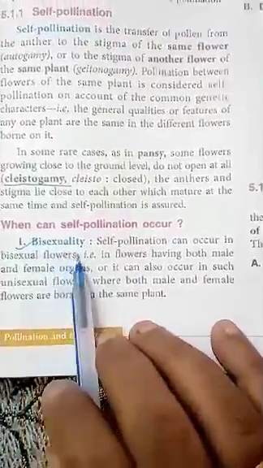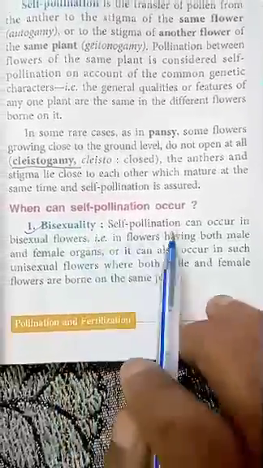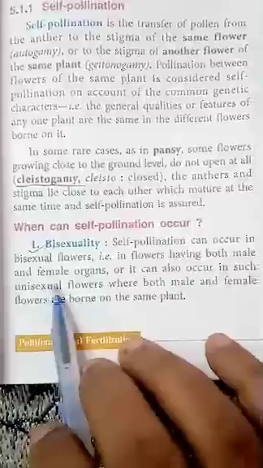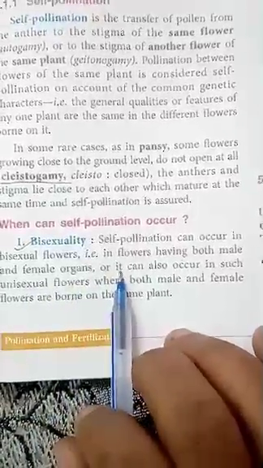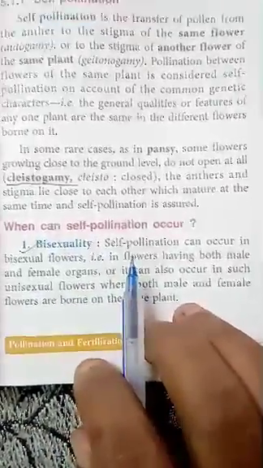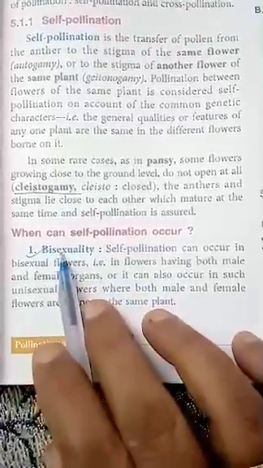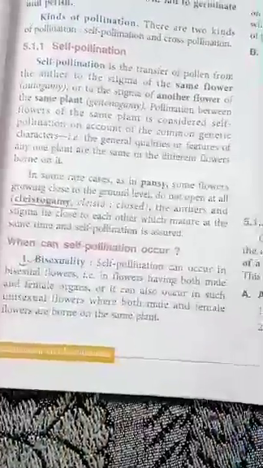First one, bisexuality. Can self pollination occur in bisexual flowers, meaning they have both male and female organs? Or suppose the flower is only unisexual, can it undergo self pollination? No chance of that. So for self pollination to occur, it has to be bisexual.